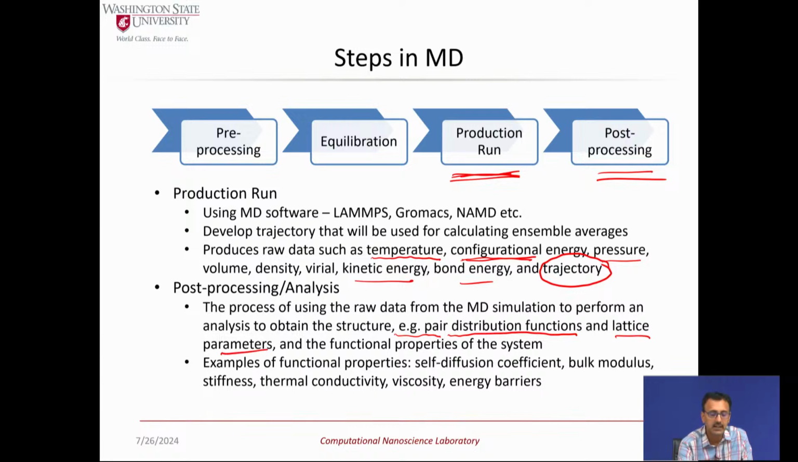You can gather lattice parameters and also functional properties of the system. When I say functional properties, it's some mechanical property, bulk modulus, maybe thermal conductivity, whatever you're interested in. Examples of those are, like I mentioned, also self-diffusion coefficient, stiffness, and viscosity. You can also measure energy barriers. A lot of times the post-processing can involve a separate calculation itself, like umbrella sampling. I'm not going to get into details of that in this lecture, but any questions about post-processing?